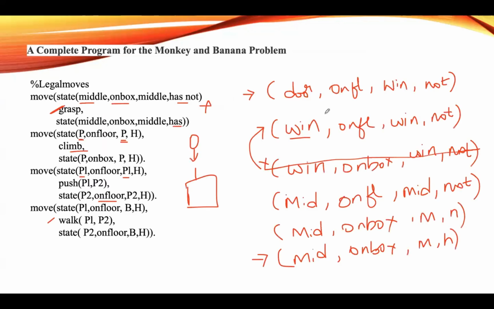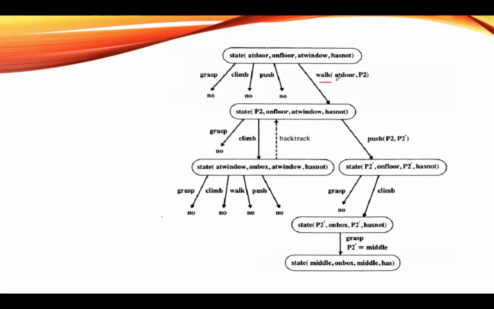So here you can see after executing this walk move, the monkey moved from door to window. And after executing this walk, this will be the state. The position of the monkey changed from P1 to P2, that means from door to window. It is on the floor and the box is at the window. It is still not having the banana.